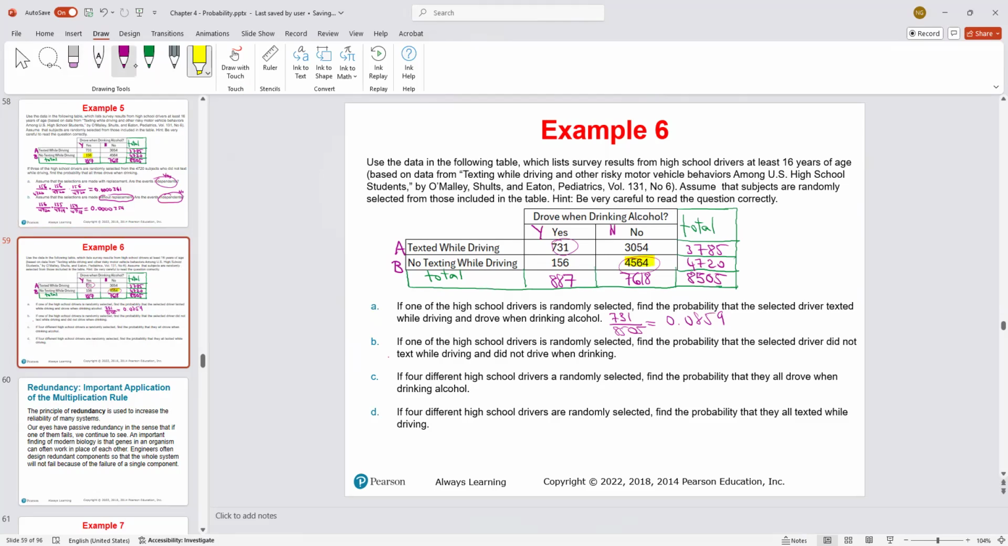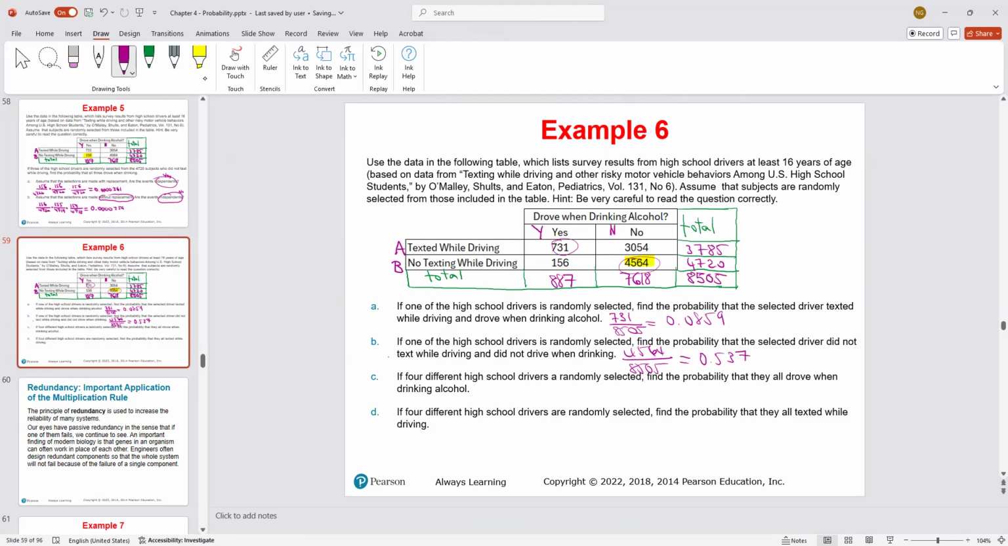Okay. So it would give us 4564 over 8505. So remember, that's what's going to happen with this right now. Okay. So we need a calculator. The calculator would give us this beautiful answer of 0.537.